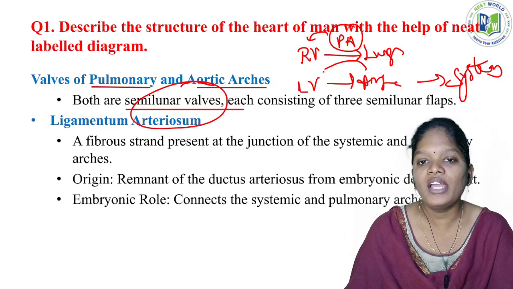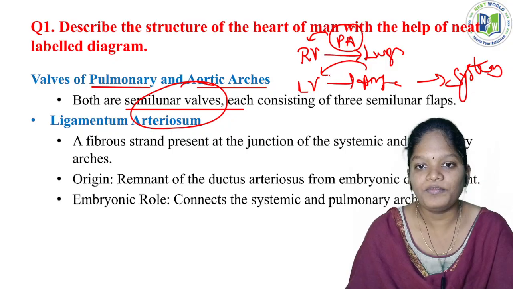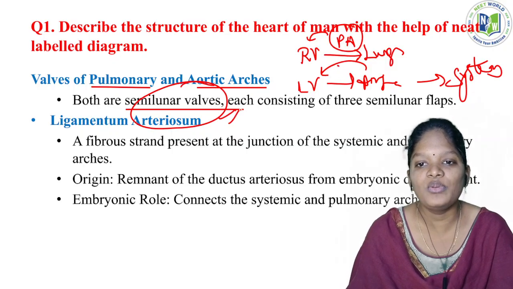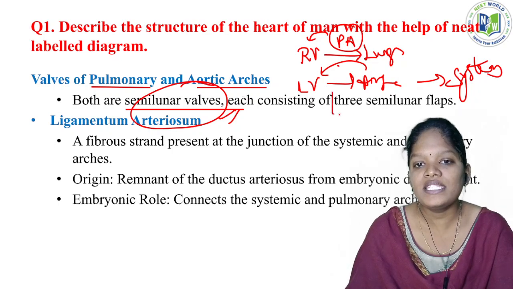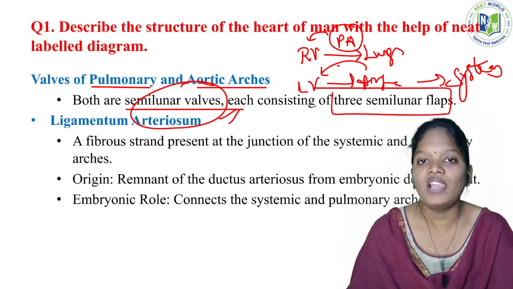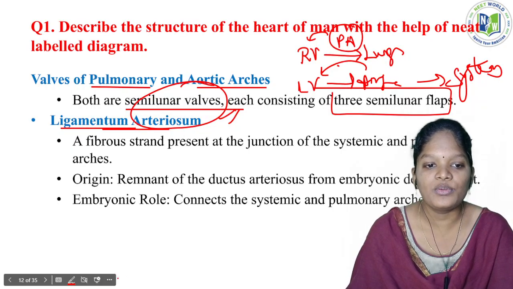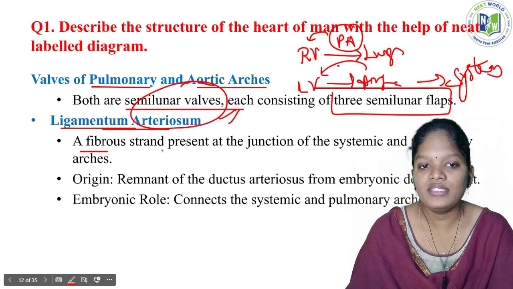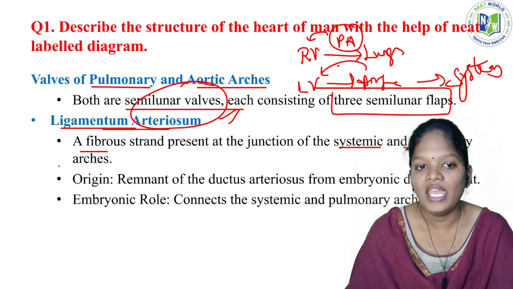So blood from the aorta should not enter into the left ventricle again. This is prevented by the valve called the semilunar valve, consisting of 3 semilunar flaps. First one will be the ligamentum arteriosum, a fibrous strand present at the junction of the systemic and the pulmonary arches.